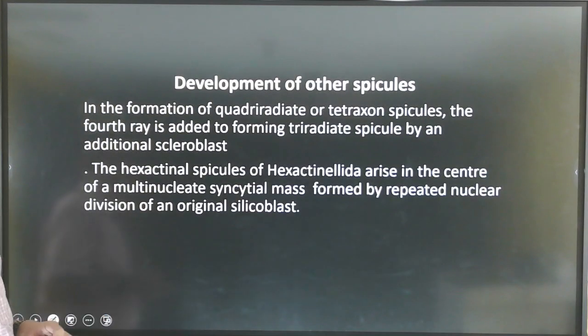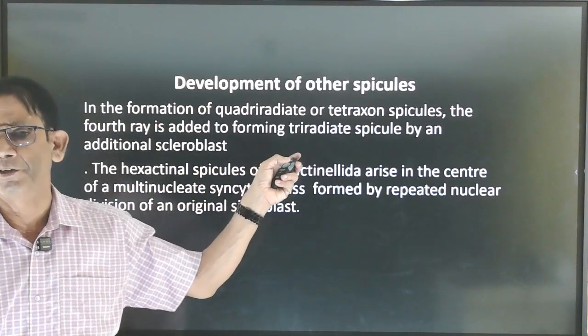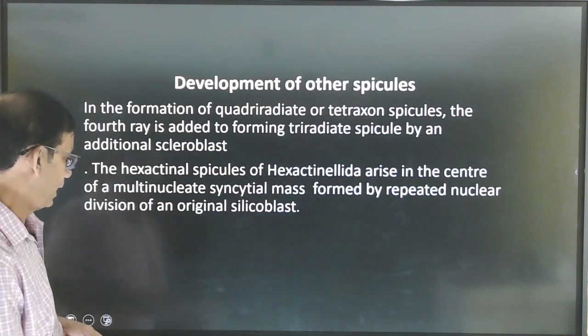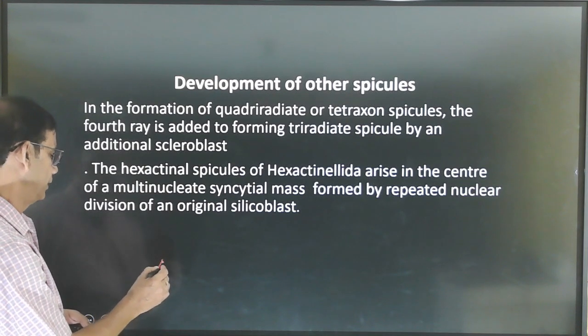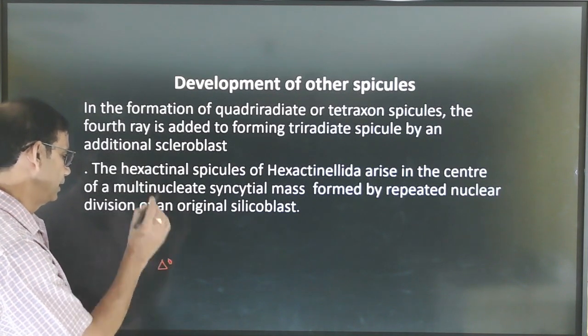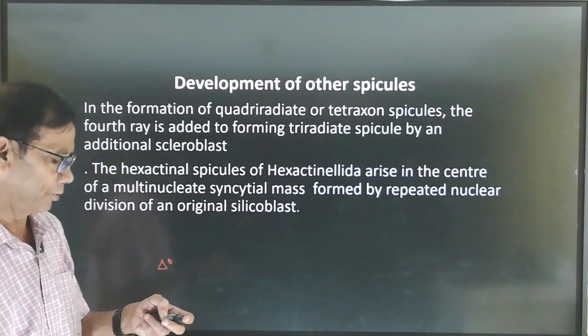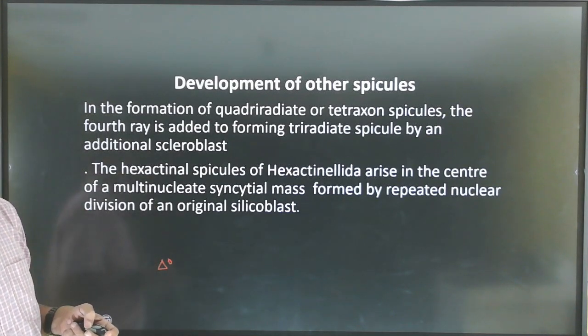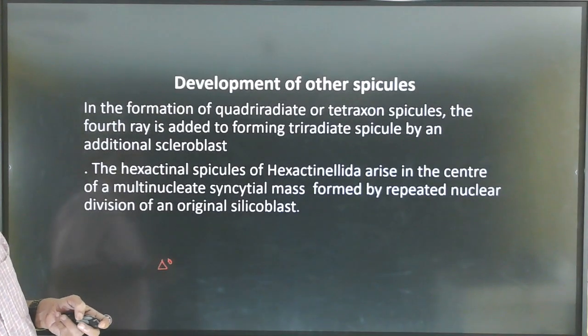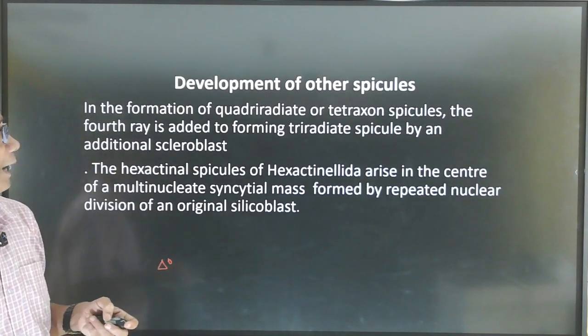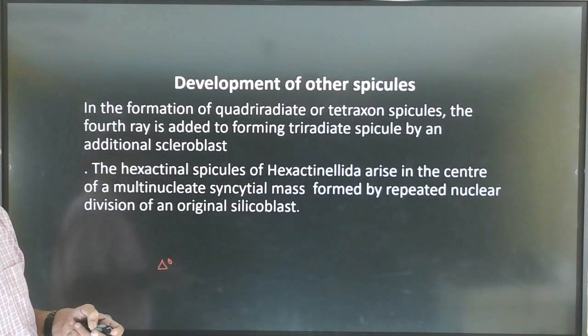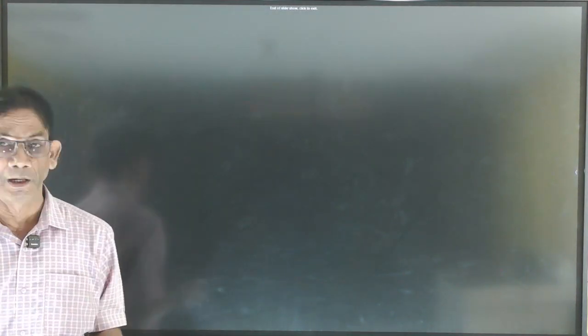In the same way, for tetraxon formation, if it is triaxon, an additional scleroblast occurs there, and the development of hexactinal spicules and tetractinal spicules occurs there. So this is all about the formation of spicules in sponges.